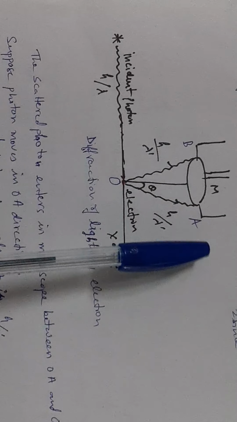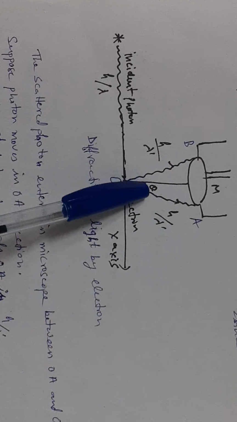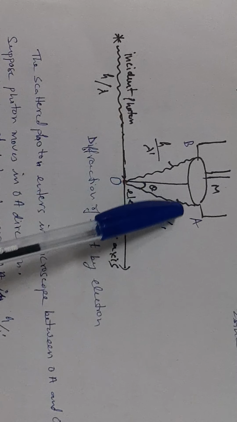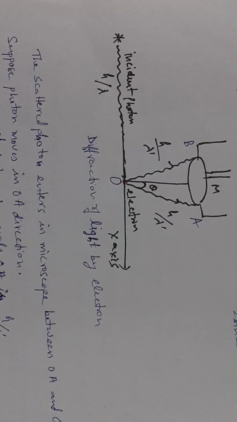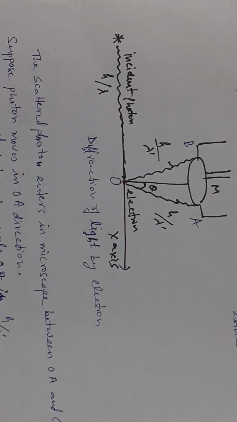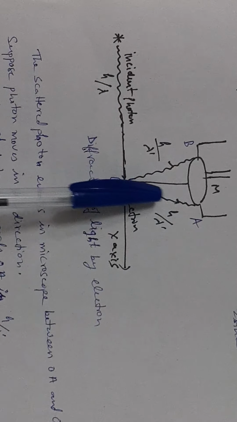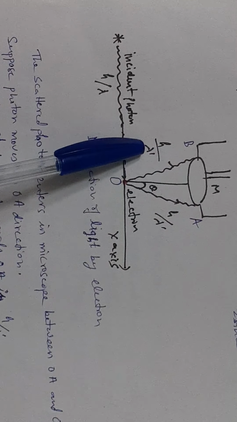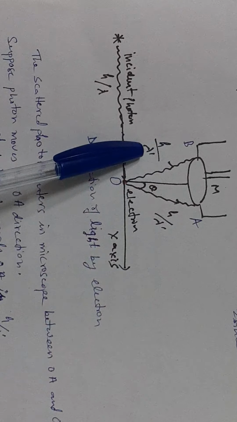Now, the scattered photon enters the microscope between OA and OB. Suppose the photon moves in the OA direction. The momentum of the photon is h upon lambda dash, because we know that lambda is equal to h upon p, so p is equal to h upon lambda dash. The component of momentum in the OA direction is h upon lambda dash sin theta. Similarly, if it moves in the OB direction, the momentum is h upon lambda dash, and the component of momentum is h upon lambda dash sin theta.